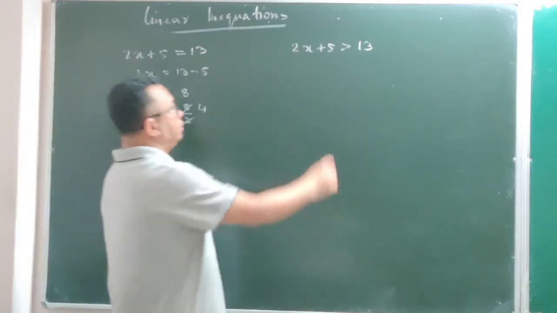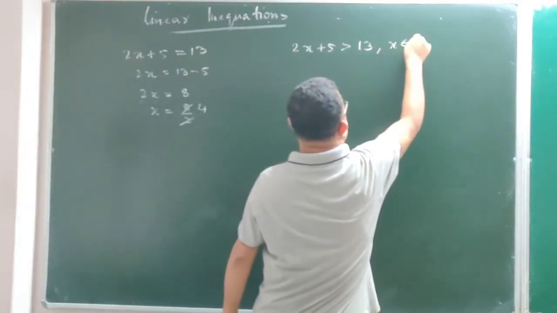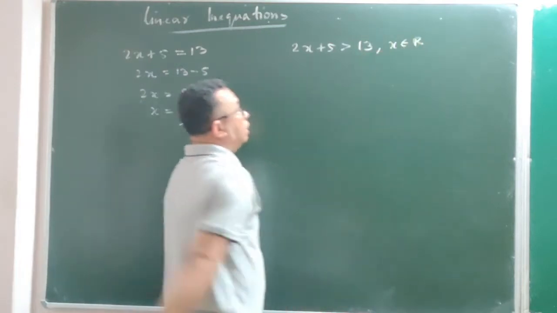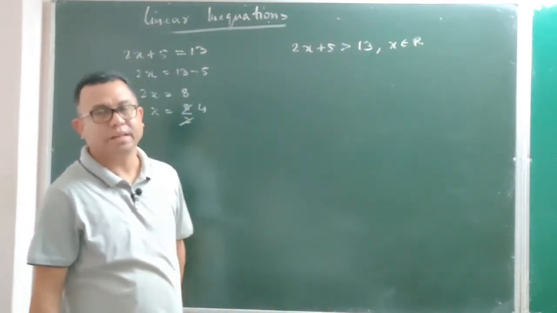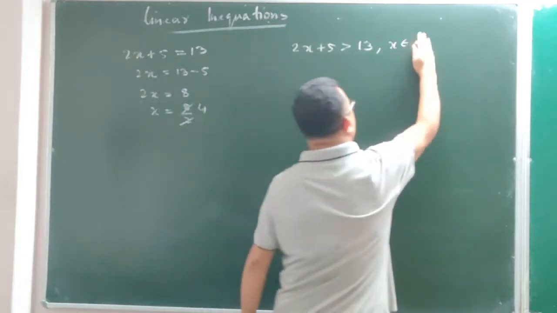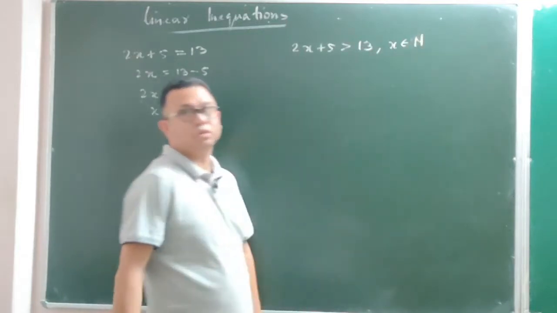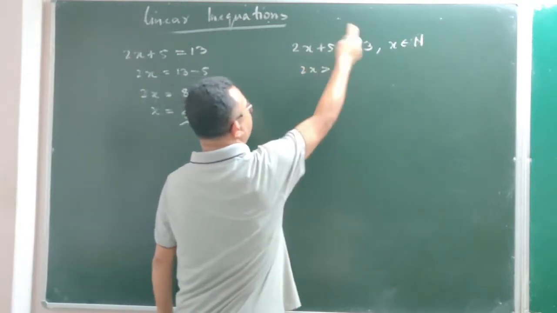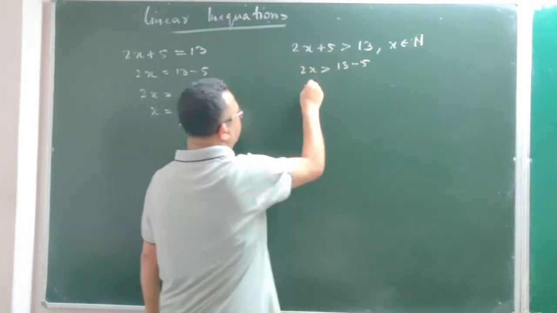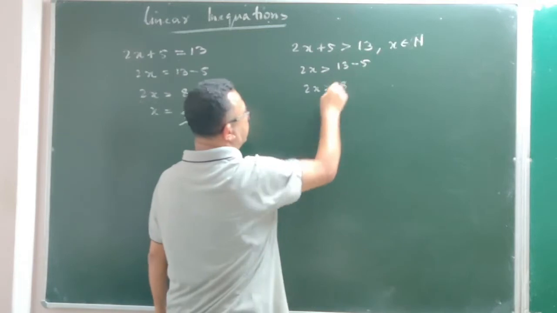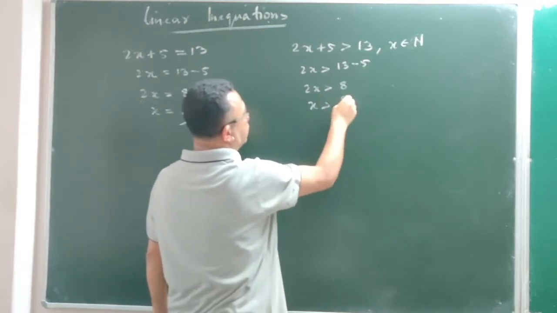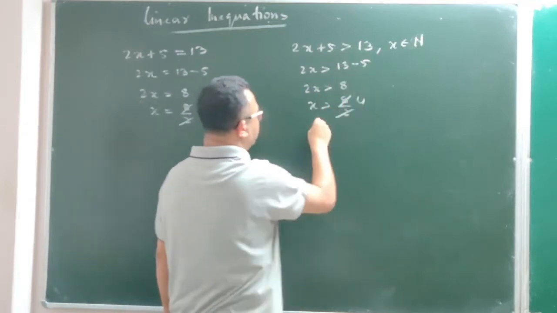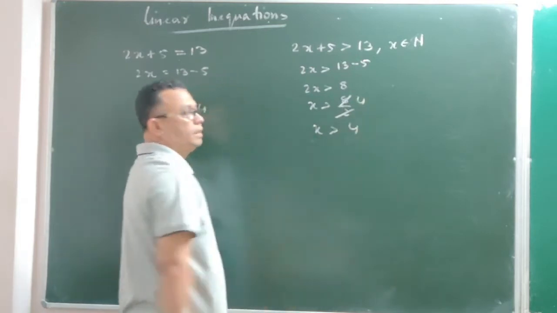Whereas here, if it is given to you that x belongs to R, or let's say x belongs to integers or natural numbers, let me start with natural numbers. If I tell you x belongs to natural numbers, then let's solve the same way. 2x greater than, the 5 will go there, it will be 13 minus 5. 2x is greater than 8, then x will be 8 by 2, so that is 4. Now I can say x is greater than 4.